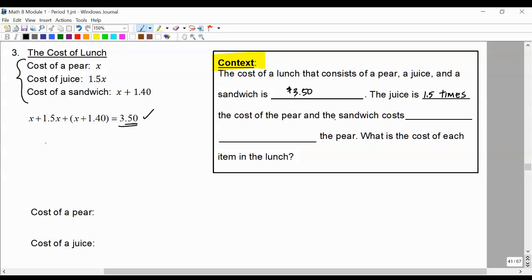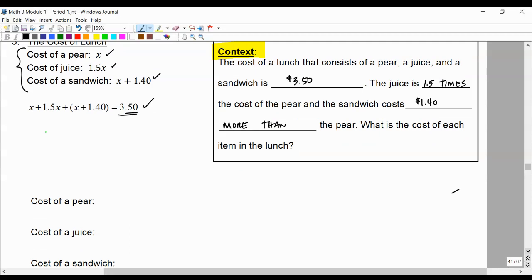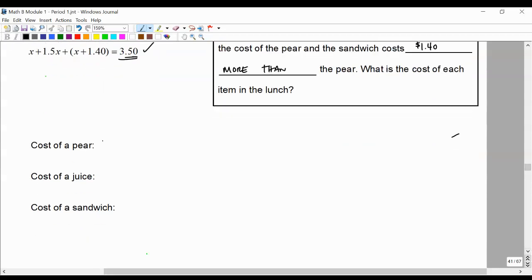The cost of the pear and the sandwich costs $1.40 more than the pear. And then they posed the question, what's the cost of each item in the lunch? All right, so we have that word problem, and we've included all of this stuff. If you're going to solve this, just to practice it, this comes out to be 60 cents, 90 cents, and $2 if you want to try it.